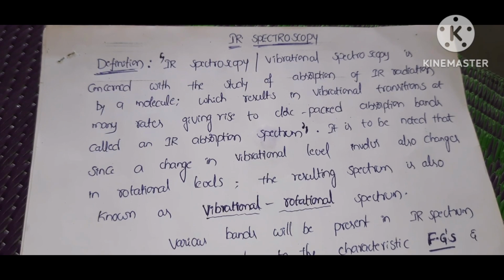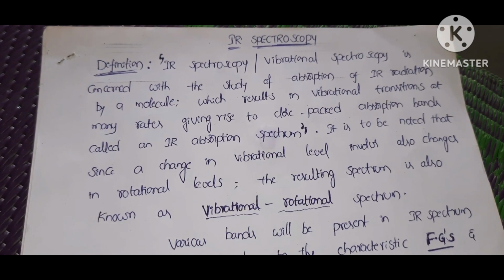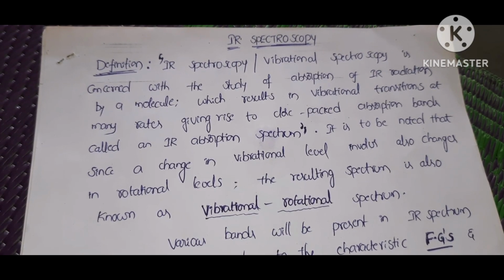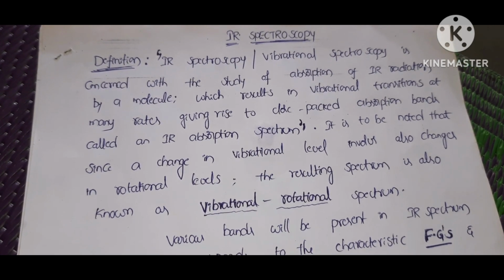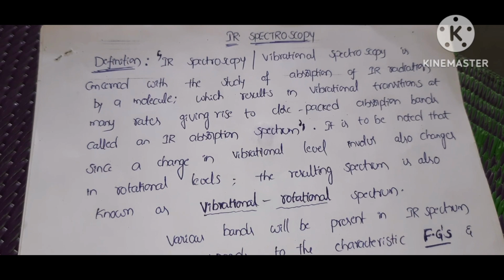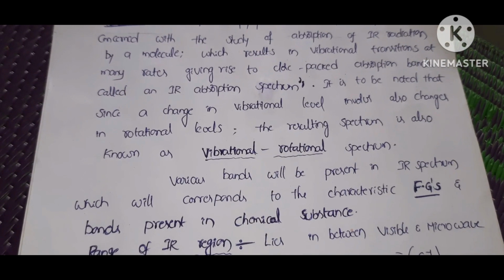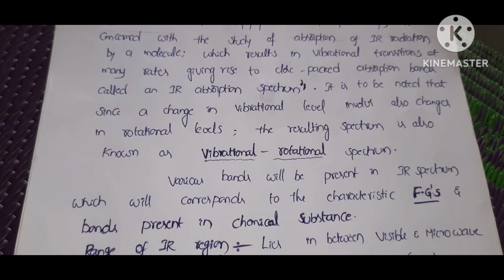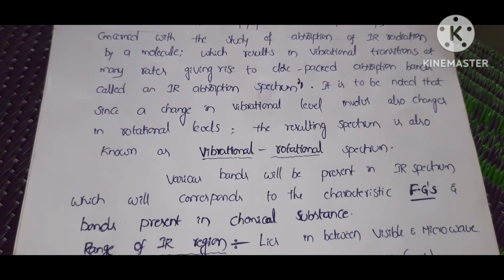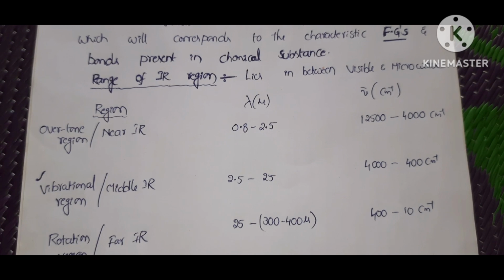IR absorption spectrum. It is to be noted that since a change in the vibrational level involves the rotational levels also, the resulting spectra that we obtain is called the vibrational rotational spectra. Various bands will be present in the IR spectrum which correspond to the characteristic functional groups or the bonds present in the chemical structure.